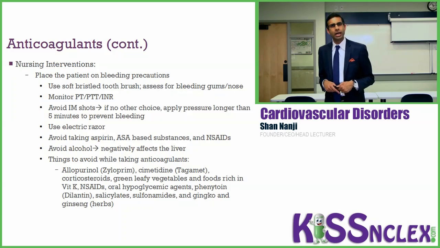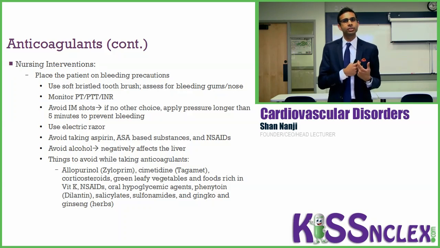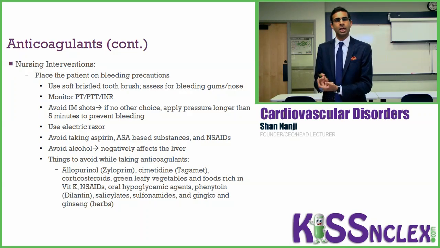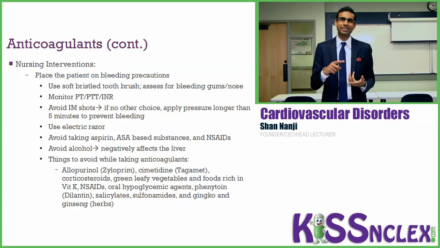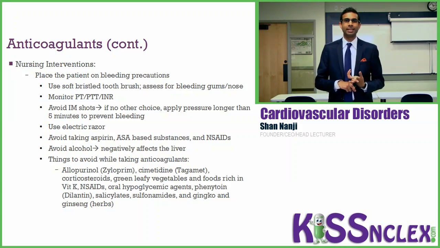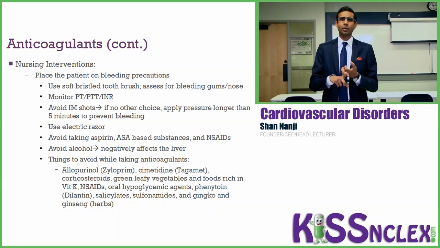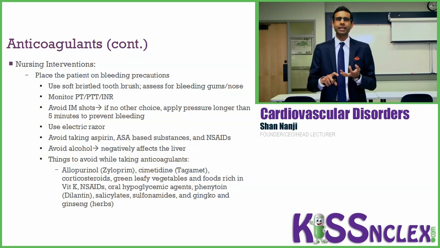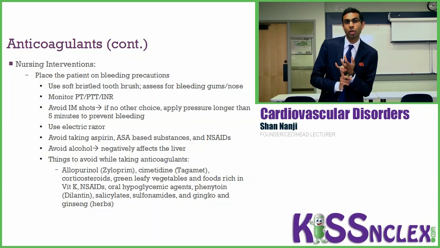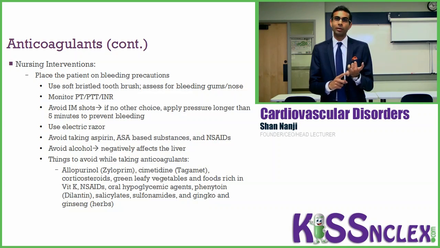Other things you want to avoid are drugs that mess with CP450, okay? Some of those drugs are going to be like cimetidine, okay? That's an H2 blocker that might be used in GI patients. Also going to want to avoid corticosteroids, like I said. Another drug is allopurinol, which is used for gout. Also going to want to avoid those green leafy vegetables and things that contain vitamin K.